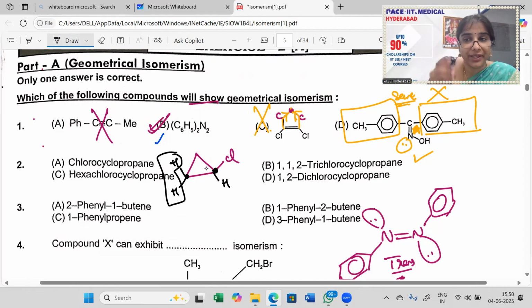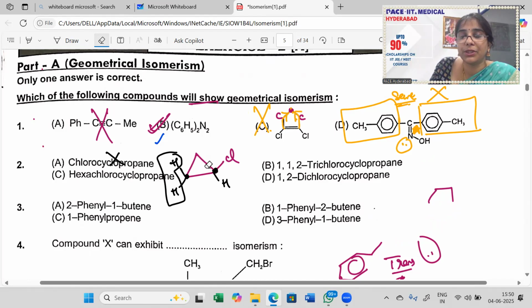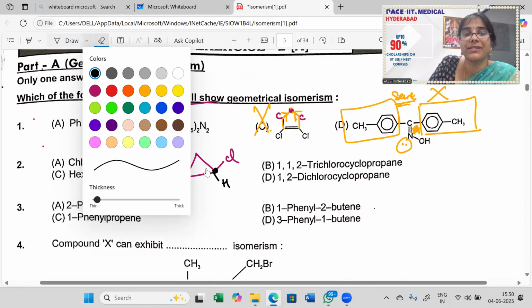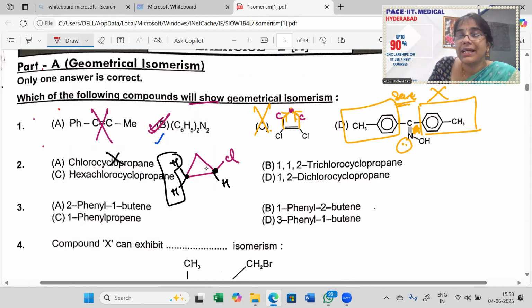No, not at all. Wherever you have a restricted site, the two groups on it should be different groups, but these are both hydrogen groups, so definitely not. And check out this question also. Then in that case 1,1,2-trichlorocyclopropane. Let us draw that first. Always draw and check. It is a cyclopropane, 1,1,2-trichloro.